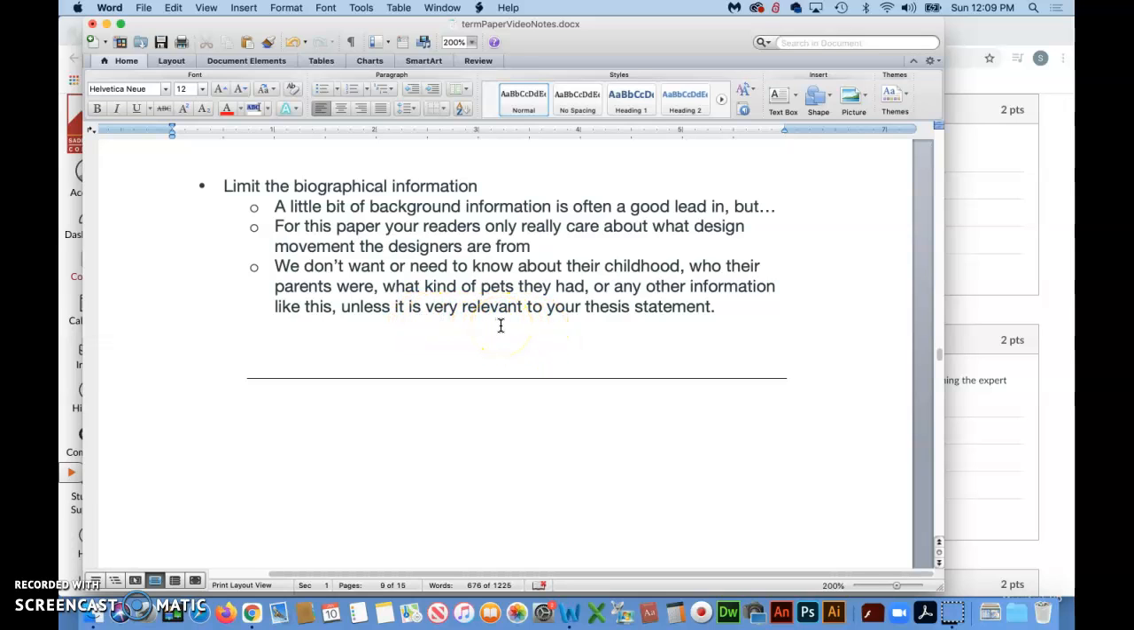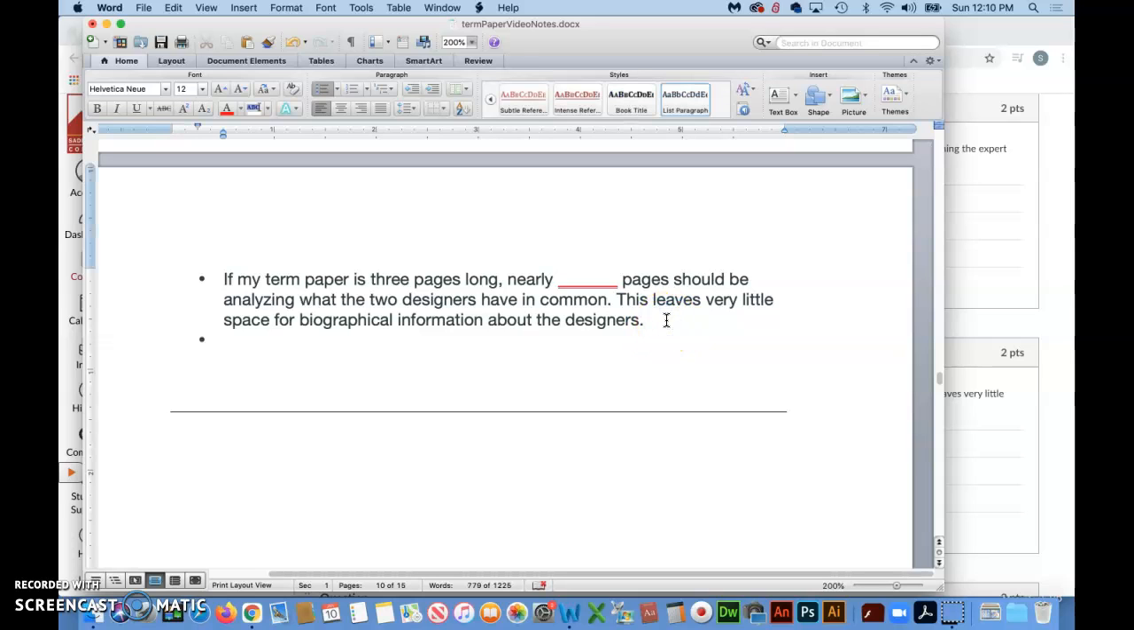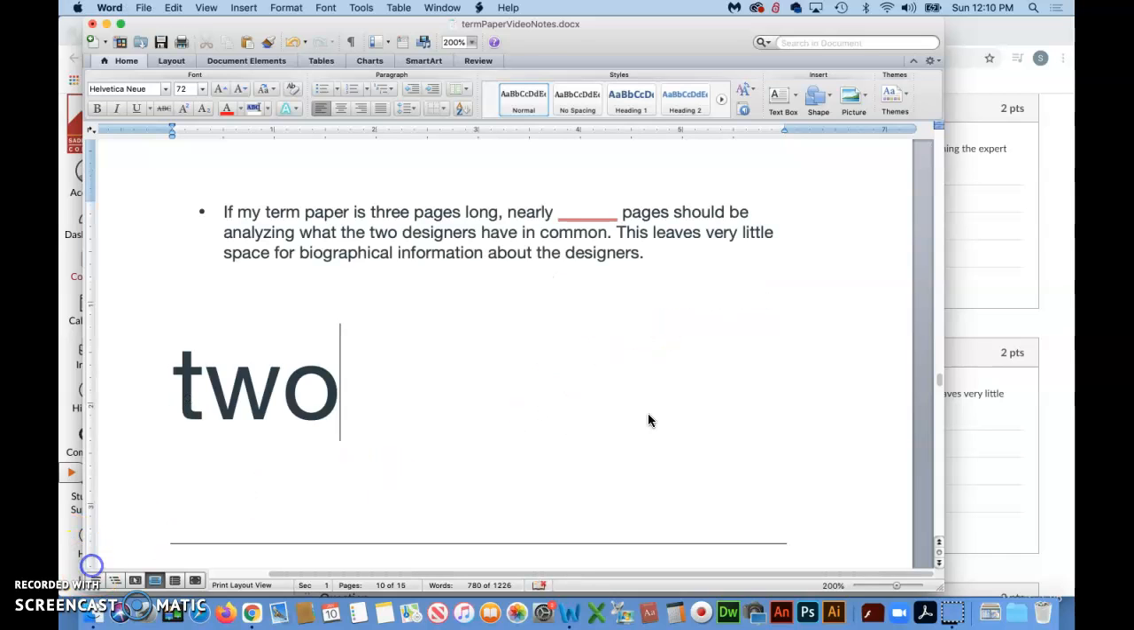So if you're trying to make a point as to why these two designers had a commonality and it is hidden in one of these, then sure, mention that. So your term paper, and this is another quiz question, is 3 pages long. Nearly 2 pages should be analyzing what the two designers have in common. This leaves very little space for biographical information about the two designers.